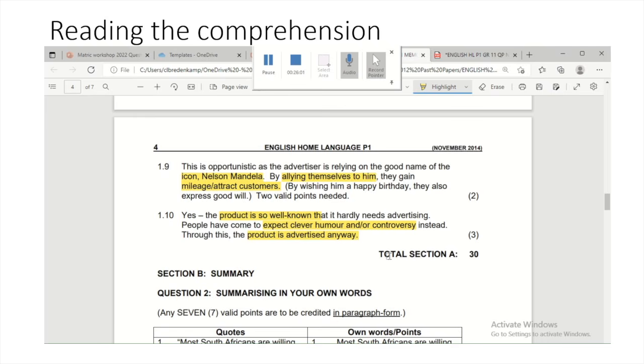So that is the end of your section A, your comprehension for 30 marks. I really hope that this exam preparation allowed you to understand how to answer the questions better, what questions are being asked and how they are being asked, and how a marker actually marks your paper.